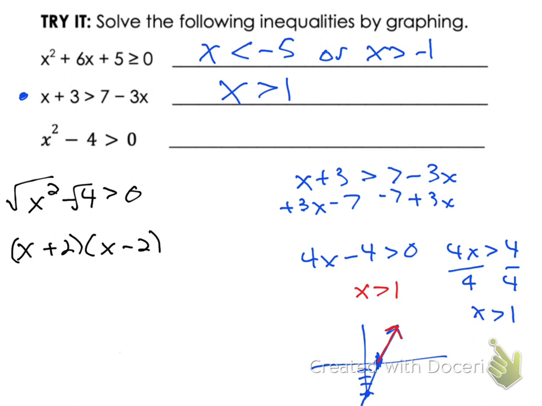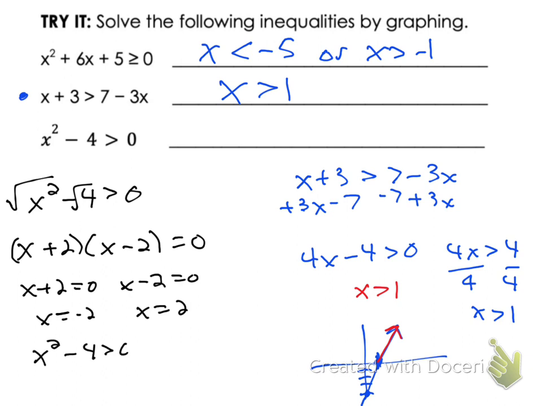But the x plus 2 equals 0, so x equals -2. X minus 2 equals 0, x equals 2. So you can also add 4. X squared is greater than 4, and square root both sides. And x is greater than plus or minus 2.